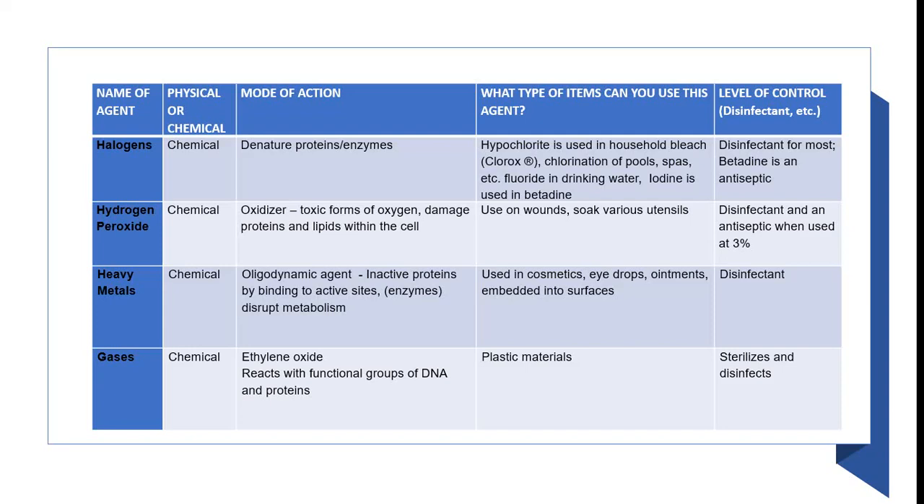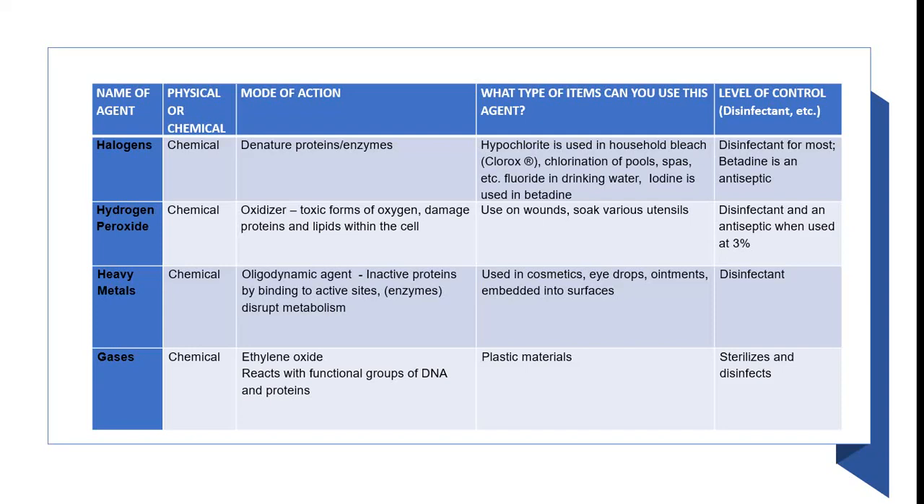Heavy metals. When we talk about heavy metals, it's just like it sounds. So it's going to be those metals such as silver and copper. And when you look at them, those are going to have antimicrobial properties. How? Because they have what we call an oligodynamic effect. And what that does is it binds to proteins at their active sites. So then if you block their active sites, proteins are not able to go in and then attach to their targets, so they inactivate proteins. Where that becomes essential is in enzymatic processes.